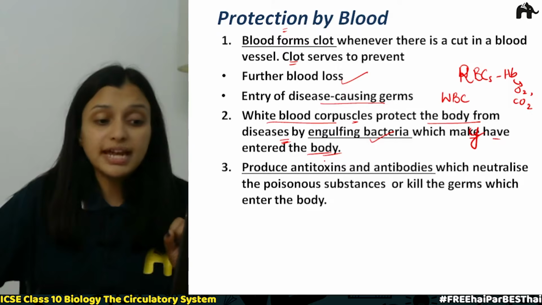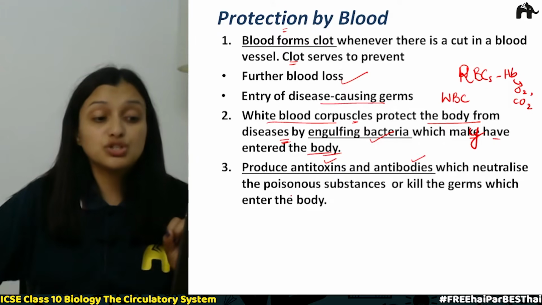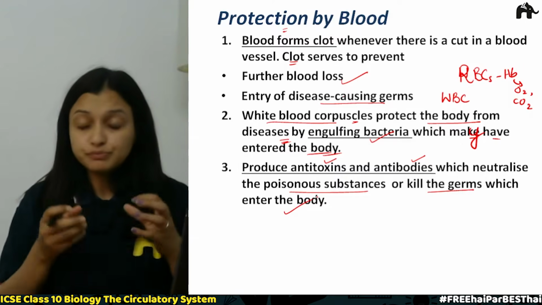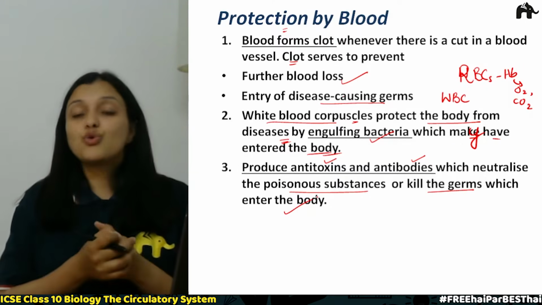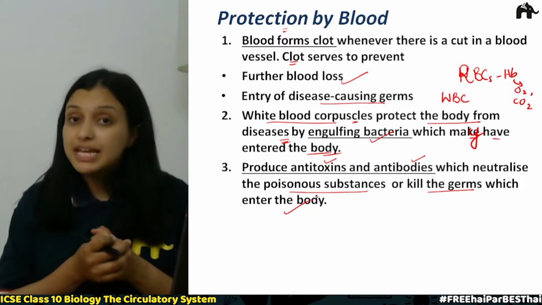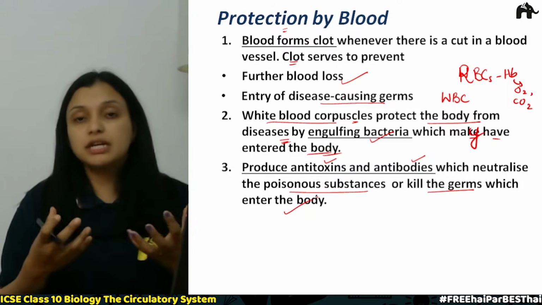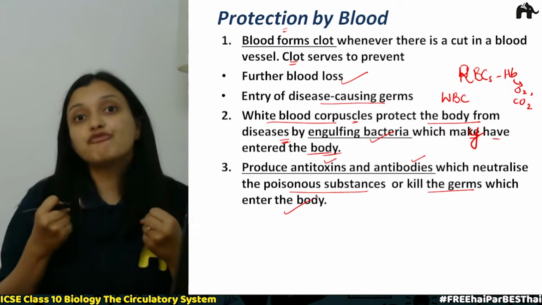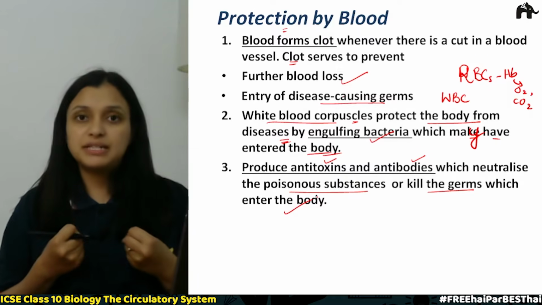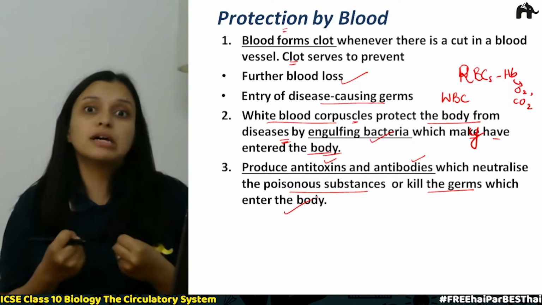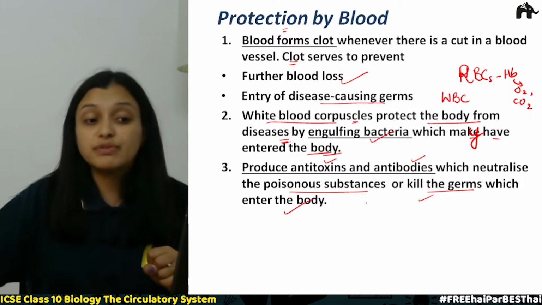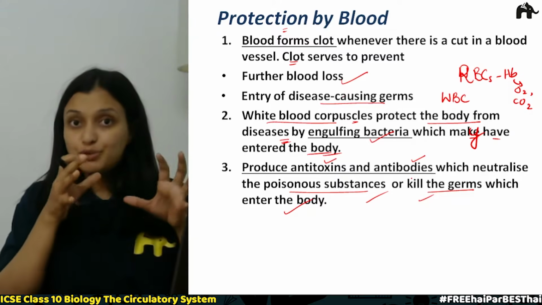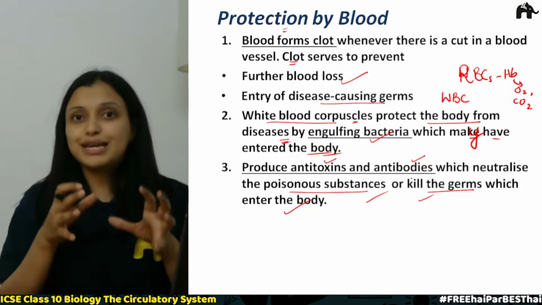Third, they produce antitoxins and antibodies which neutralize the poisonous substances or kill the germs which have entered into the body. So there is another role of our blood: there are certain cells in our blood which help in producing antibodies. Antibodies are friends of our body. They basically protect our body from various kinds of germs and various kinds of poisonous substances. Clear? So I hope the protection functions of our blood are clear to everyone.